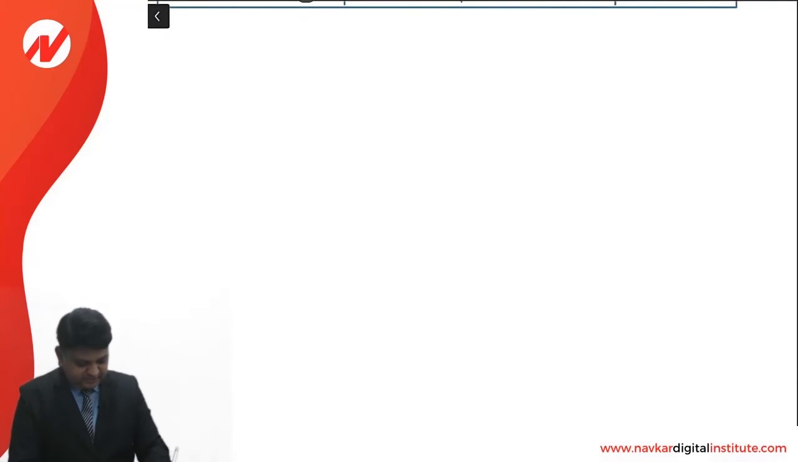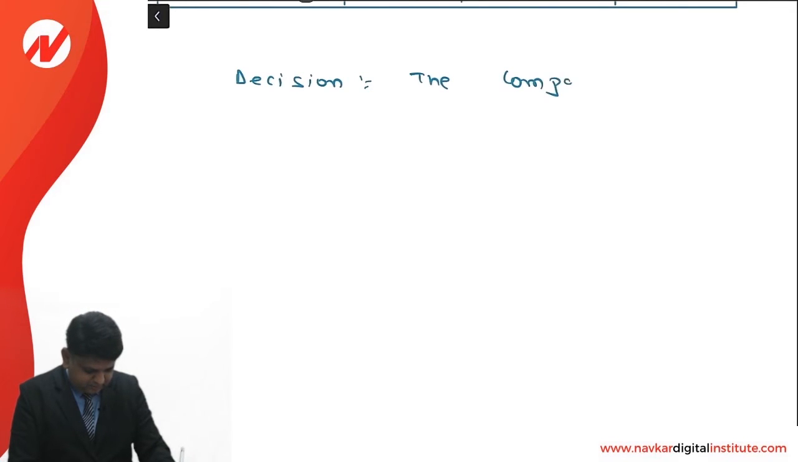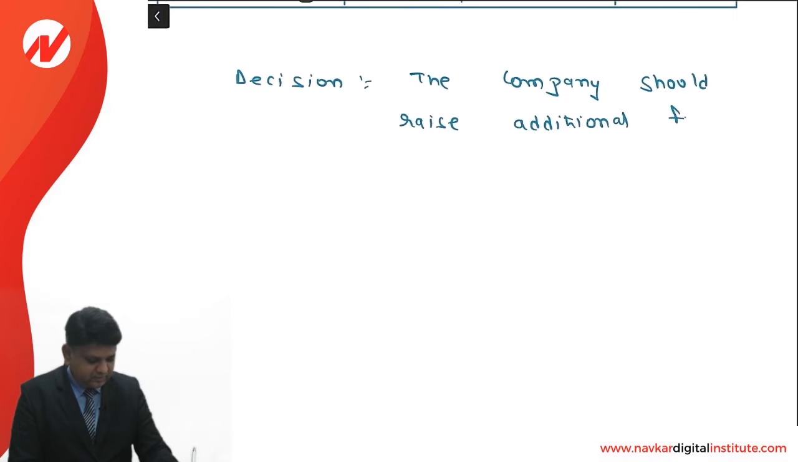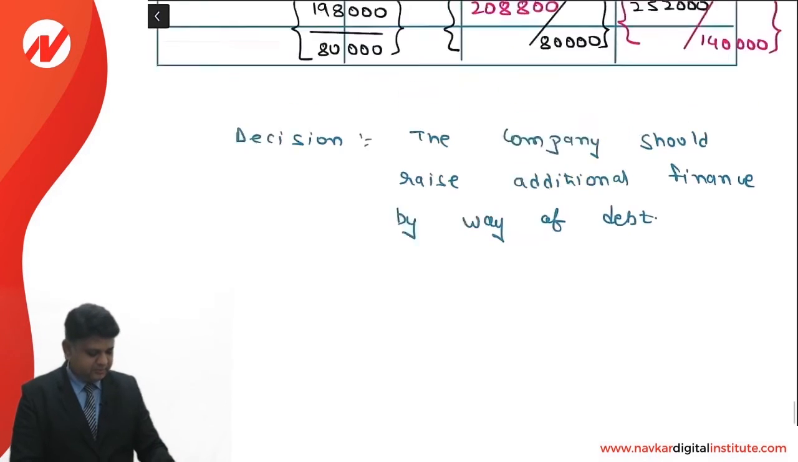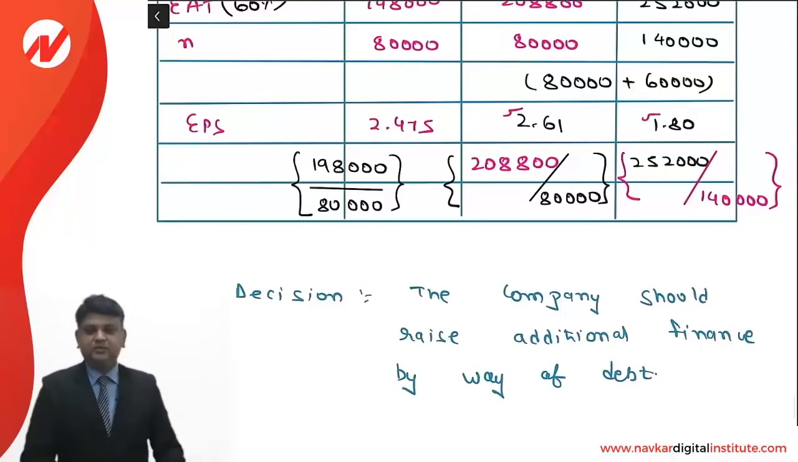So write down final answer. Decision. The company should raise additional finance by way of debt. This is the way we are required to write the decision.